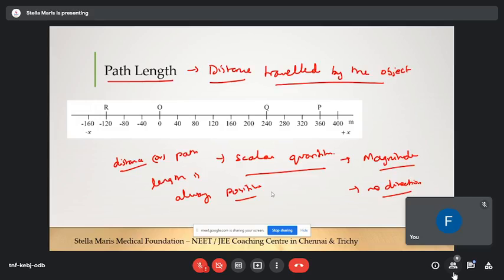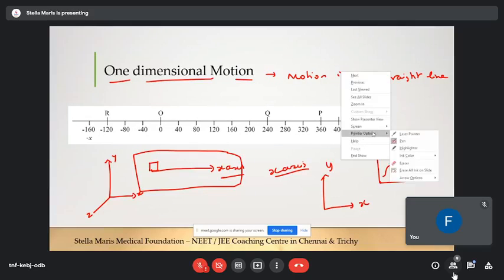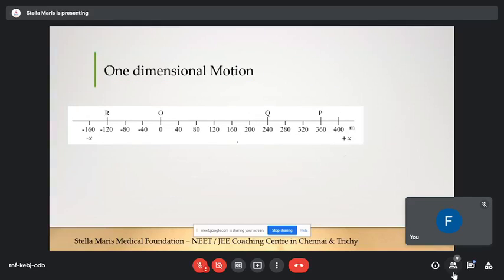Let's say the distance is equal to 400 meters. A scalar quantity will always have some value and a specific unit. So that is what path length is all about.